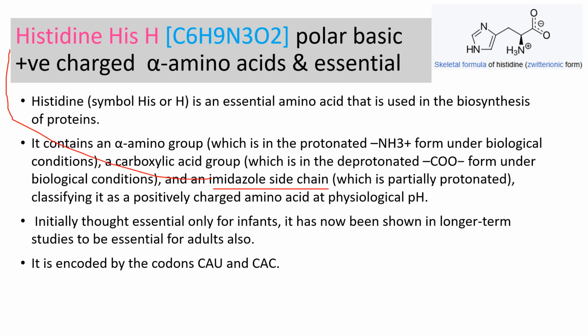Okay, so that is very important, which is partially protonated, classifying it as a positively charged amino acid at physiological pH. All right, so this is a positively charged amino acid. Initially thought essential only for infants, it has now been shown in long term studies to be essential in adults also. So initially it was thought that it was essential in infants, but it is now essential in adults as well, which means that you have to get it from a diet or a product from outside. Our body cannot synthesize it on its own. It is encoded by the codons CAU and CAC.